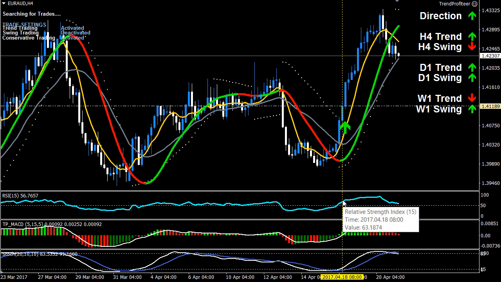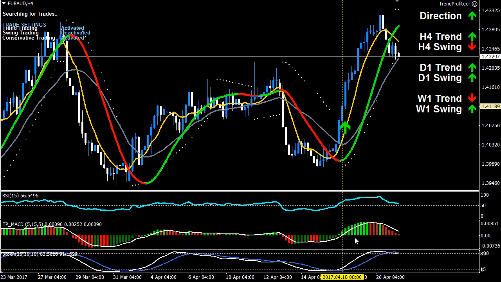The RSI must be above 50. On an aggressive trade, it only needs to be 50 or above. But in a conservative trade, we do need to see it above 50. MACD needs to be above the zero line, as with the aggressive trend trade, but it also needs to be green and it needs to be above the signal line, which in this case it is. And then finally, the white stochastic line must be above the blue stochastic line. So all those rules are in place.